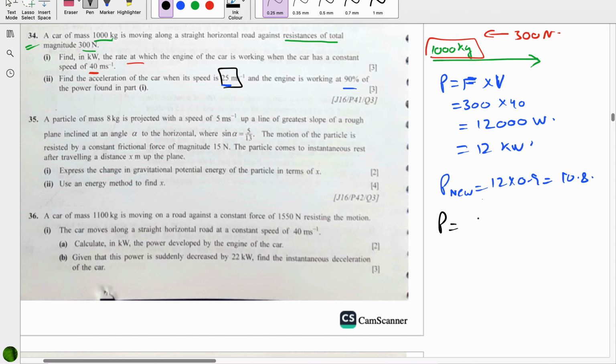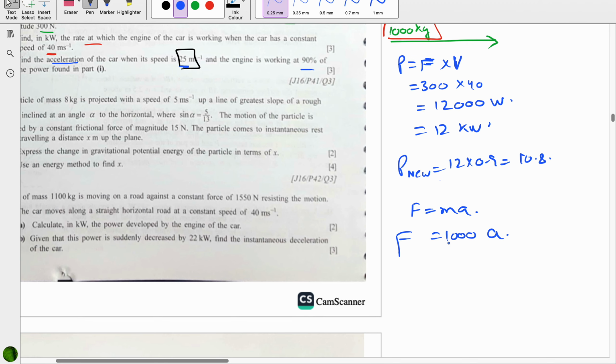So power is equal to force into velocity. Sorry, we already have the power. And the demand of the question is the acceleration of the car when speed is this. So F equals ma. Mass is 1000. Acceleration is unknown. And at that time, force.